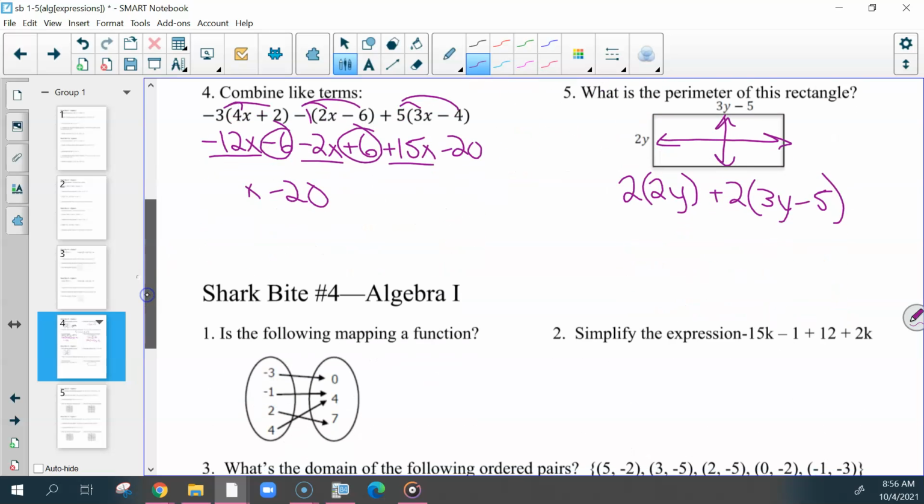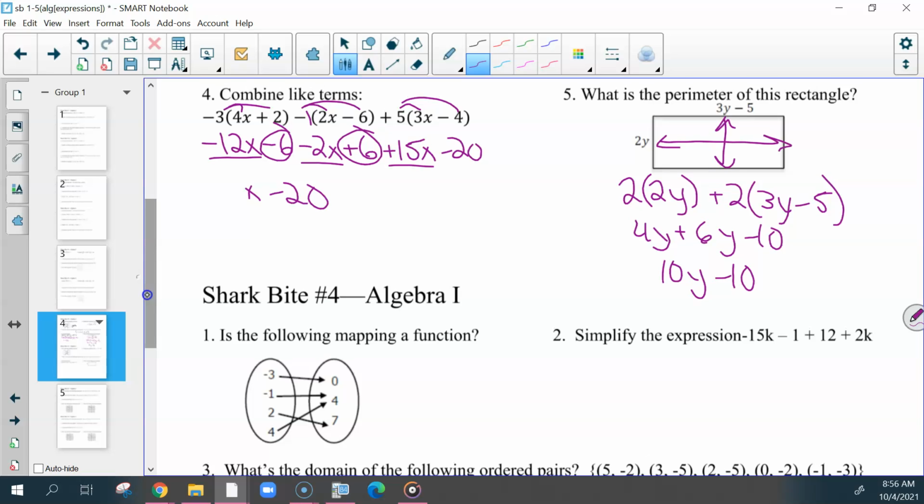So we would distribute or multiply here. 6y minus 10. Combine your like terms. So if we knew what y was, we could actually find the numerical perimeter of this, but we don't, so we're not going to. So the other, 2y plus 2y, that's the same thing as multiplying it by 2.